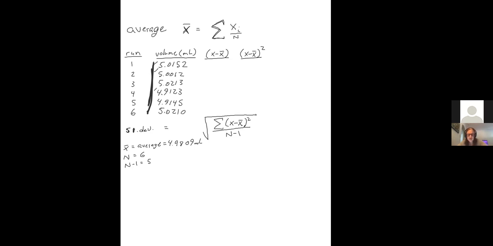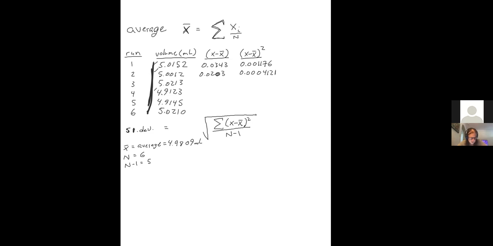Let me bring it over here again. We're going to take our first value, 5.0152, and subtract our average, 4.9809. So it's 0.0343. Now I'm going to take that difference and square it. So now we have 0.001176. Now let's take the second one, 5.0012 minus our average, 4.9809, 0.0203. And then we square it: 0.0004121.